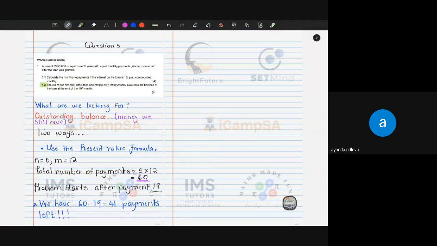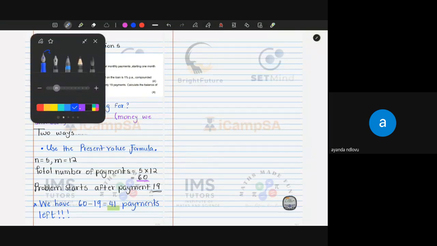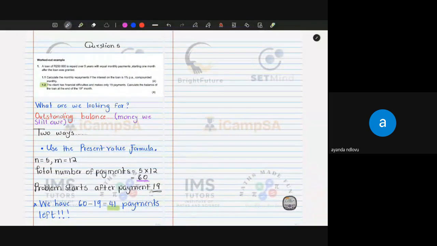So we can calculate using our present value formula. If we were paying the same amount, the X which we found, how much is left? Because we know we have paid up to the 19th payment, but we are left with 41 payments. So wherever we see N, we go and put the 41, and that will tell us how much we owe. Does that make sense, guys? It's very important that you listen.